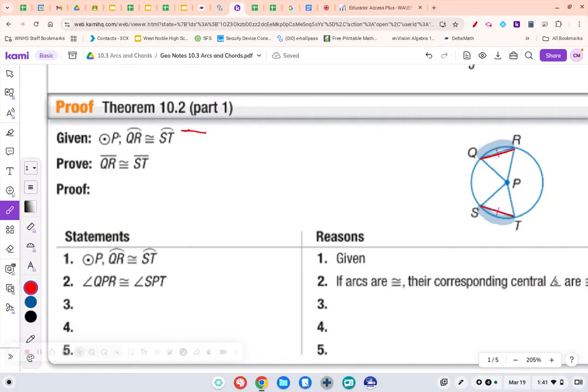And I know the difference. This means that we have an arc here. This means that we have a segment. So based on that little change, a little curve, arc versus a straight segment makes all the difference.